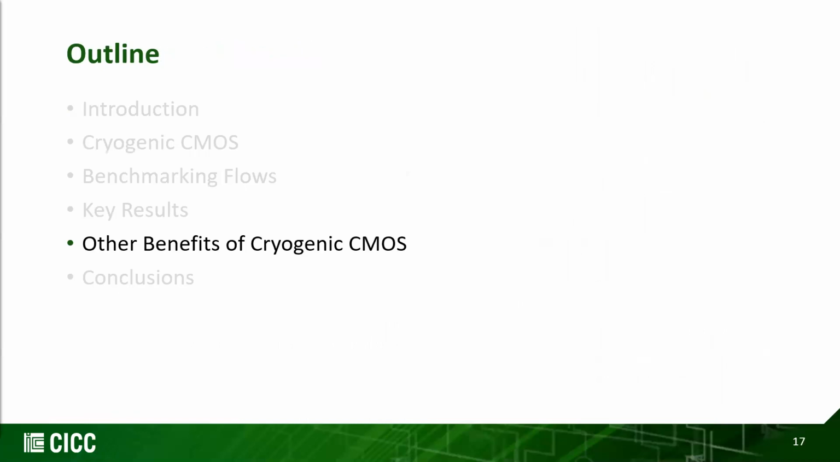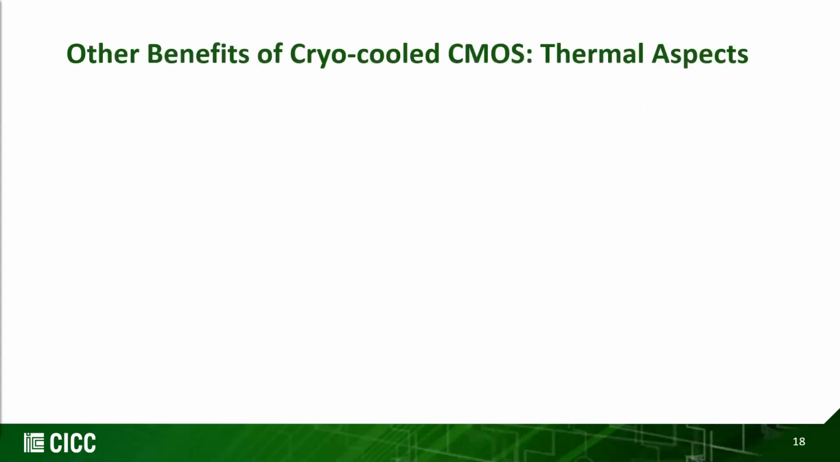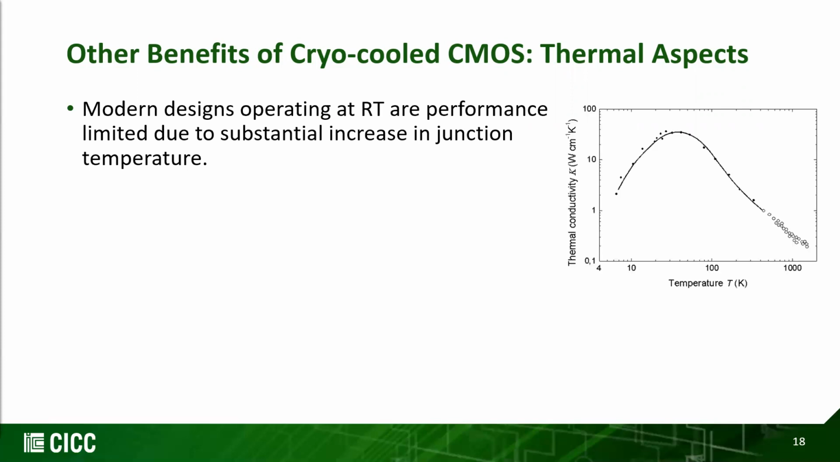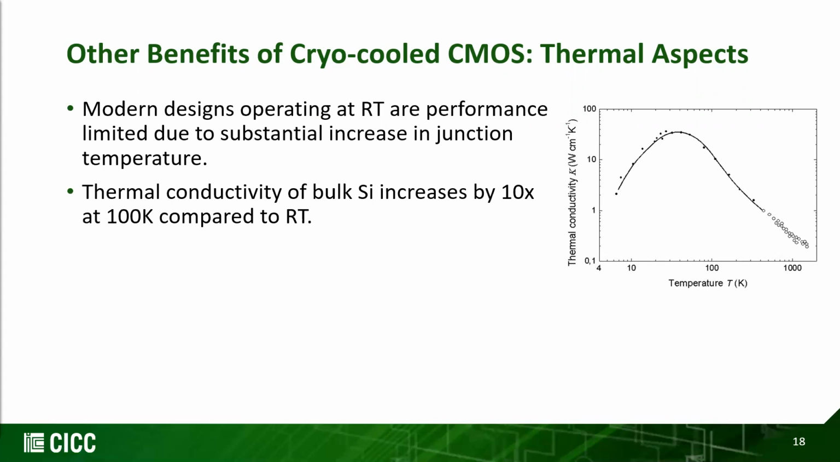Next, we look at the additional benefits we obtain by performing computing at cryogenic temperature. Modern day microprocessors are performance limited due to substantial increase in the junction temperatures, mandating frequency throttling for reliable operation. The graph here shows the variation of thermal conductivity of bulk silicon across temperature. At 300 Kelvin, it is around 0.13 milliwatt per micrometer Celsius, while that at 100 Kelvin is 1 milliwatt per micrometer Celsius. The thermal conductivity of bulk silicon increases by almost 10x at 100 Kelvin compared to room temperature.